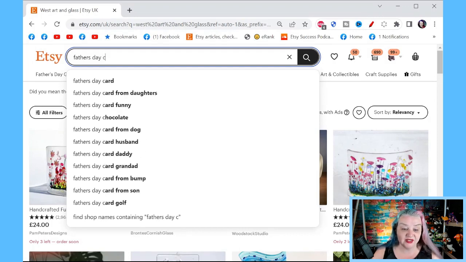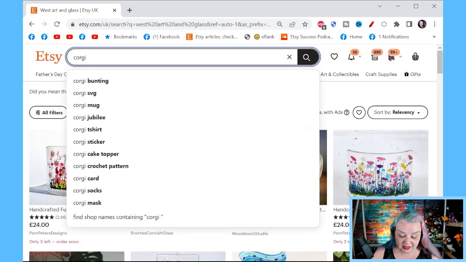Father's Day card, of course. Now these are likely to be good. Father's Day card from daughter, Father's Day card funny. So you've got some ideas, but you don't type in your full long tail keyword, because it will attempt to show you something. Let's see how wide I can go.